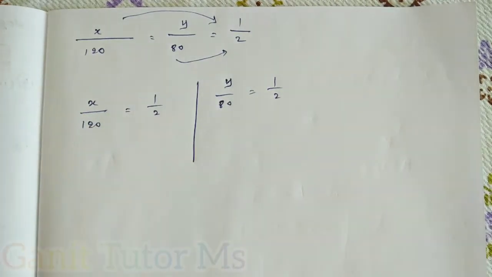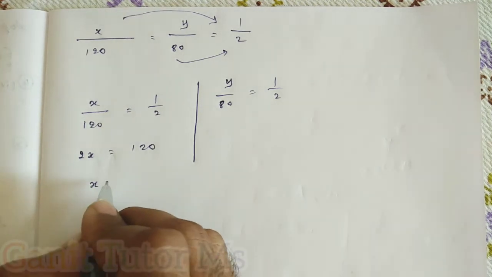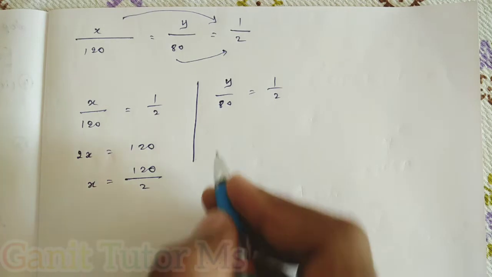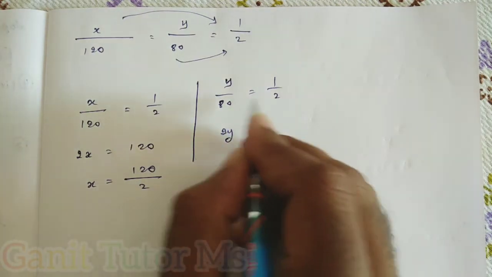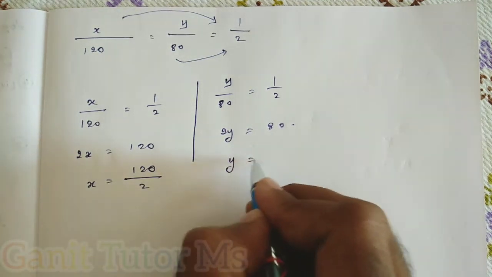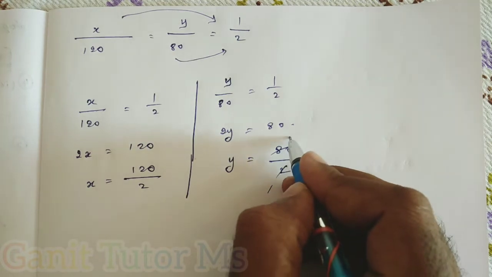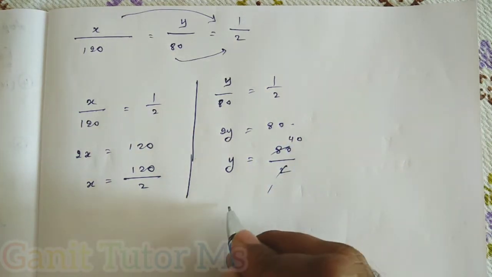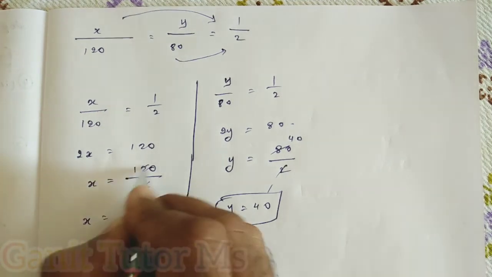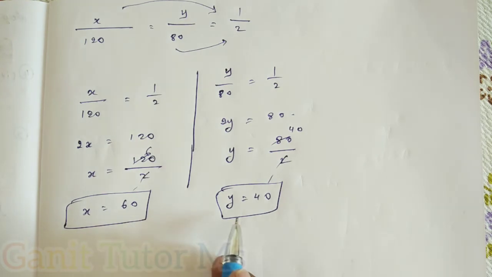Next, cross multiplication: x into 2, 2x equal to 120, x is equal to 120 divided by 2. Clear? Next, here 2 into y, 2y equal to 1 into 80. So, y is equal to 80 divided by 2, not 8, 80. So, 4 2s are 8, that is 40. So, y is equal to 40. Here, x is equal to 6 2s are 12, so 60. Clear? So, we found the x value as 60, y value as 40.